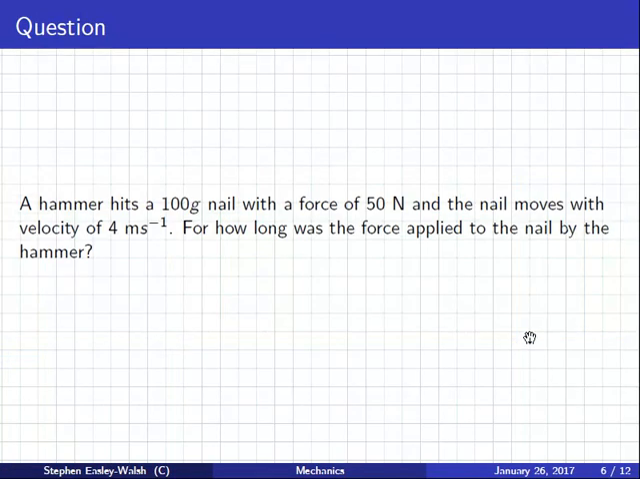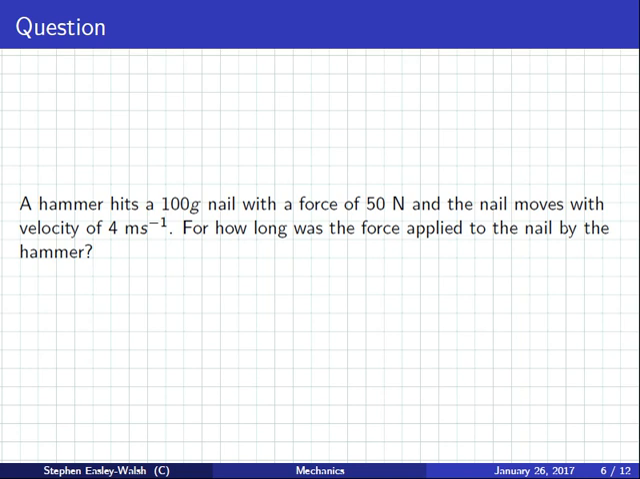Here's another one. A hammer hits a 100-gram nail with a force of 50 newtons, and then as a result, the nail moves with a velocity of 4 meters per second. How long was the force applied to the nail by the hammer? So the hammer hits the nail. I want to know how long was the contact between the hammer and the nail. Okay, so I'm looking for the delta T. Okay, try it.